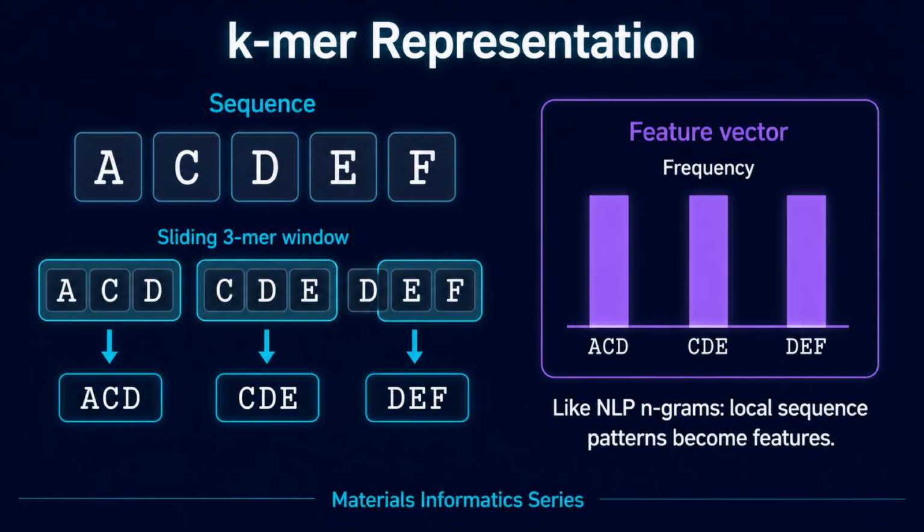K-mer representation captures local sequence patterns. We slide a window of size k across the sequence and count each unique substring. For k equals 3, we get tripeptide frequencies. This is analogous to n-grams in natural language processing. The feature vector dimension is 20 to the power k, so keep k small to avoid dimensionality explosion.